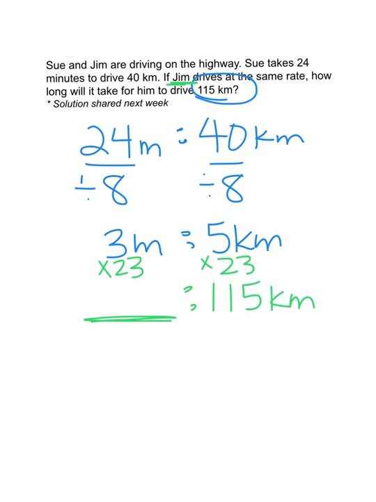When I multiply 5 by 23, I get 115, which is what I already know I needed. And when I multiply 23 by 3, I end up with 69 minutes. So driving at the exact same rate, it's going to take Jim 69 minutes to get to where he's going.